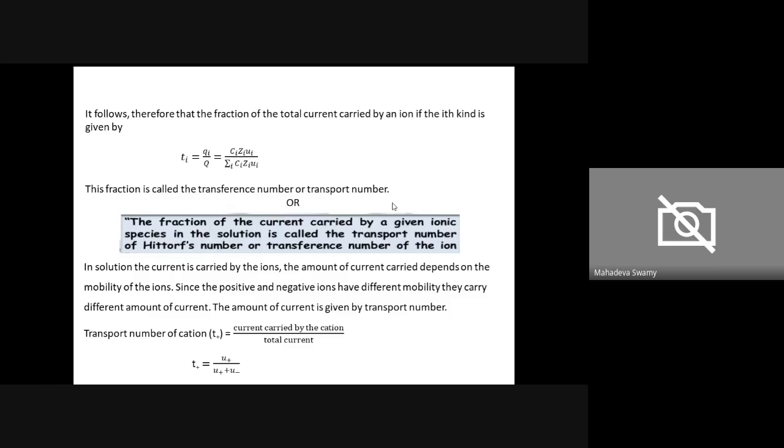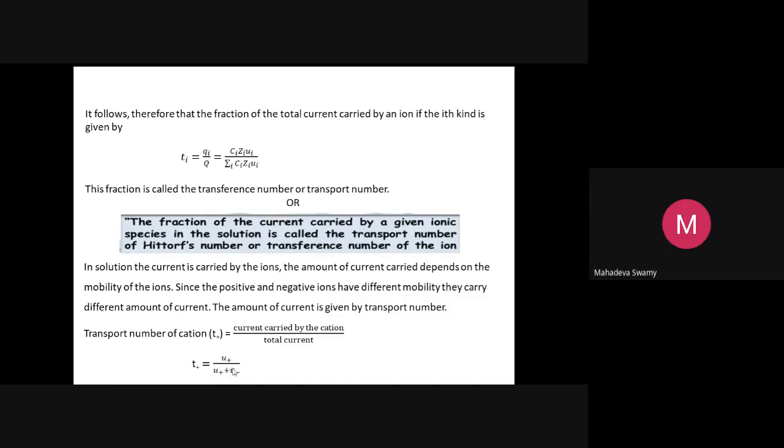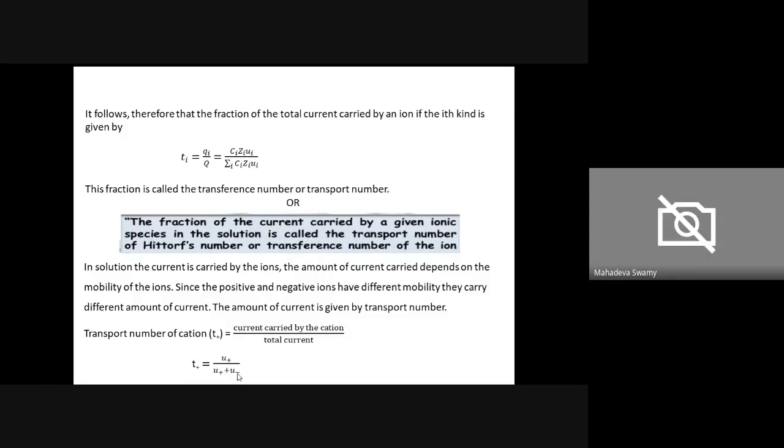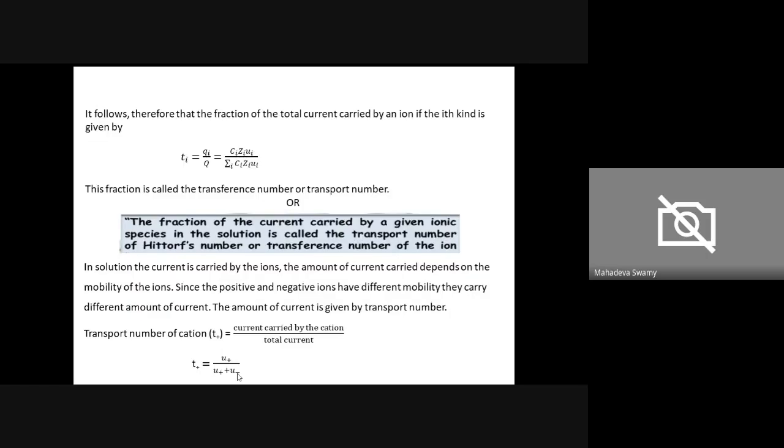We also represent it like this: T plus is equal to U plus divided by U plus plus U minus. What are the things here? U plus is nothing but the mobility. The current carried depends on the mobility, so that's why we represent the current in the transport number using U. U represents the mobility of ions. So T plus is equal to U plus divided by U plus plus U minus, which is the total current.